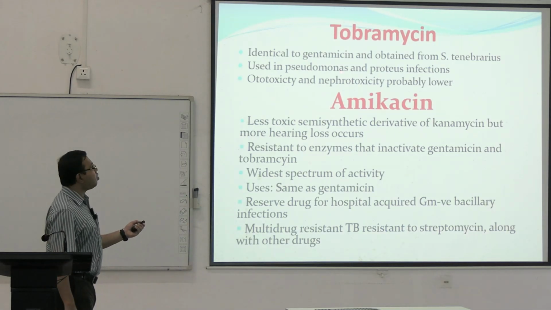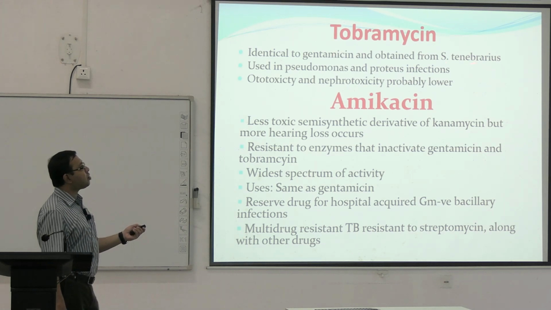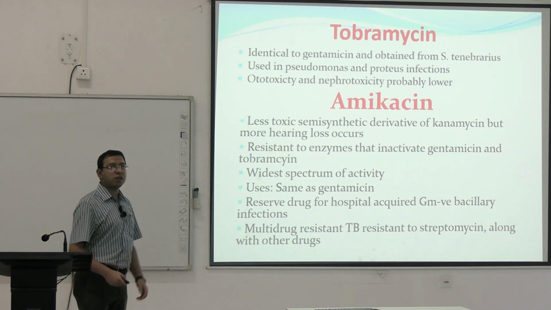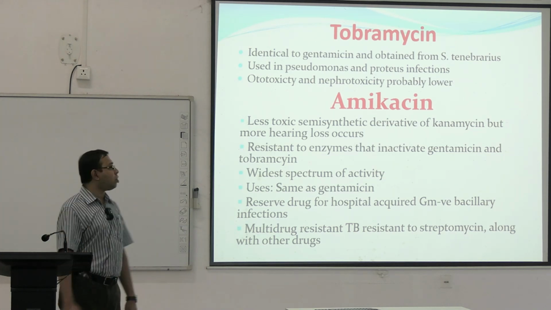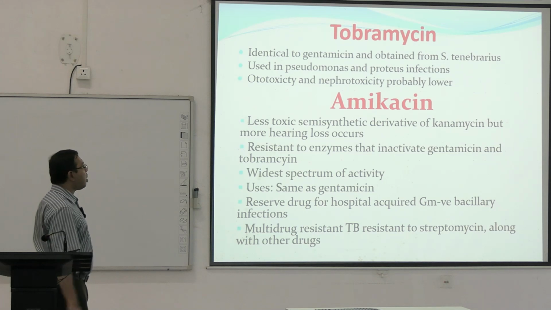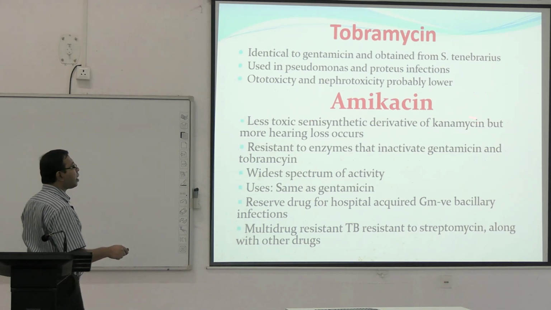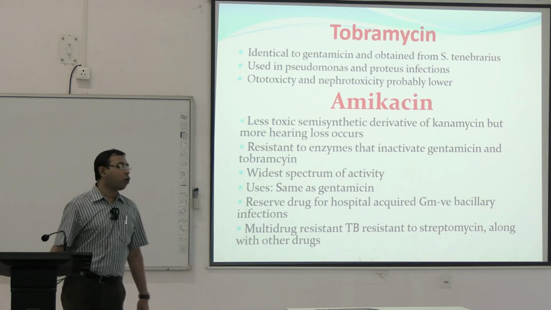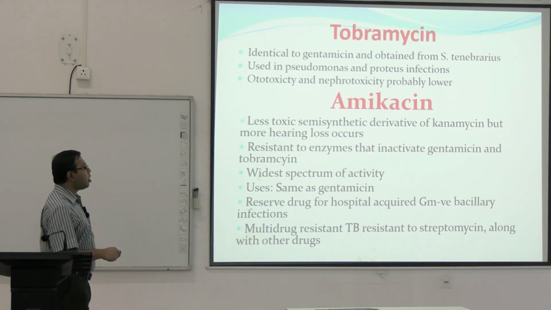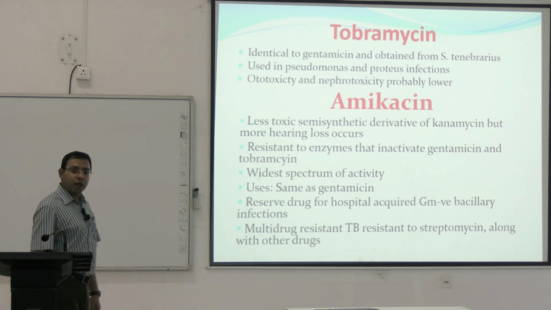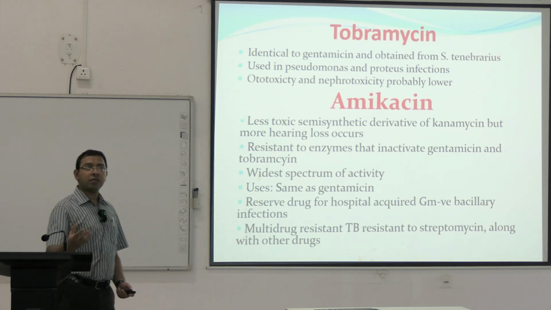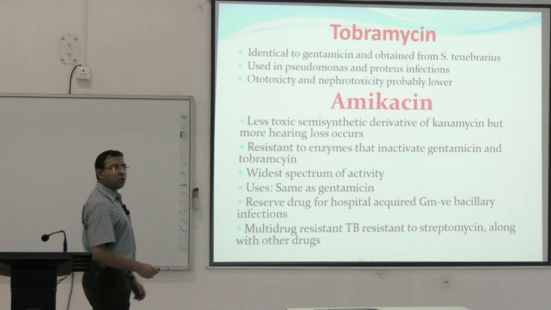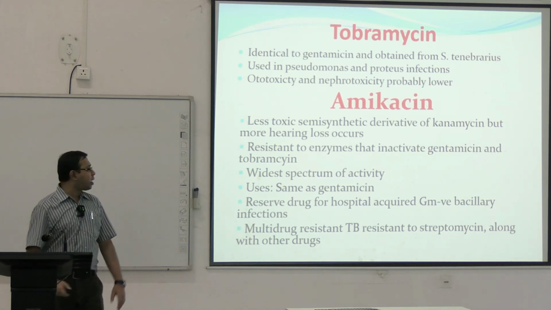Tobramycin is identical to gentamicin, obtained from Streptomyces tenebrarius, used in Pseudomonas and Proteus infection. Ototoxicity and nephrotoxicity are somewhat lesser than the other ones. Amikacin is very commonly used now, a less toxic semi-synthetic derivative of kanamycin, but more hearing loss occurs if it is used for a long period of time in very high concentration. It is resistant to enzymes that inactivate gentamicin and tobramycin. That's why even if the bacteria become resistant to gentamicin and tobramycin, we can use amikacin. It has a wider spectrum of activity, so it can affect different types of bacteria.